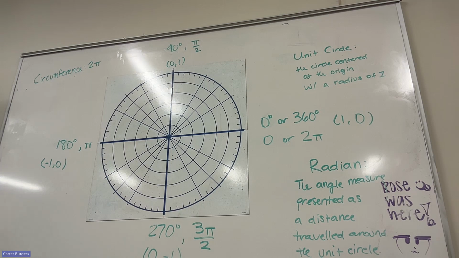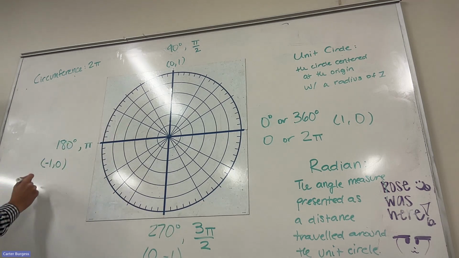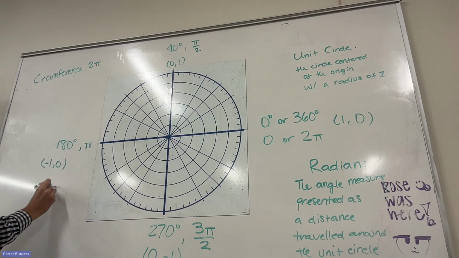Yeah. So for the 180, would you just do 1/2 times 2? Exactly. A halfway rotation around the circle, you would do 1/2 times 2 pi, which is where the pi is coming from. Exactly.